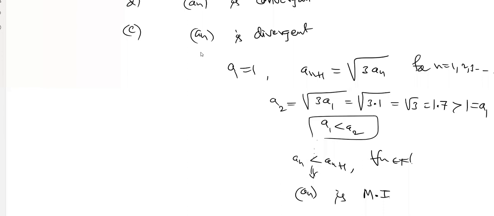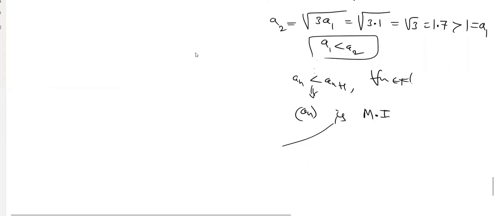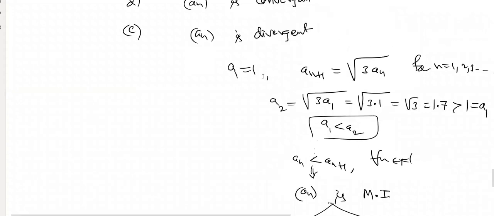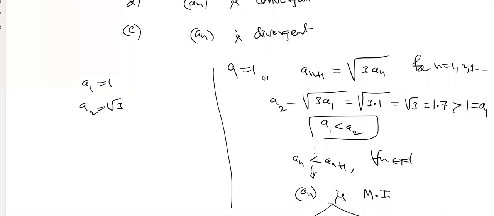So there are two options again, whether it is bounded above or not bounded above. Look at the nature of the terms. a_1 is 1. a_2 is root 3. Root 3 is always less than root 4, but root 4 is nothing but 2. So a_1 is always less than 2.